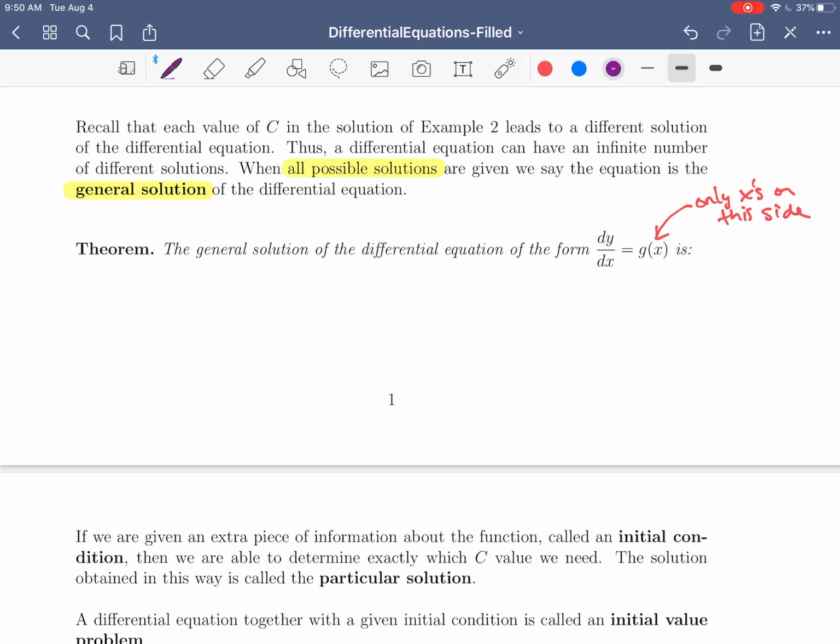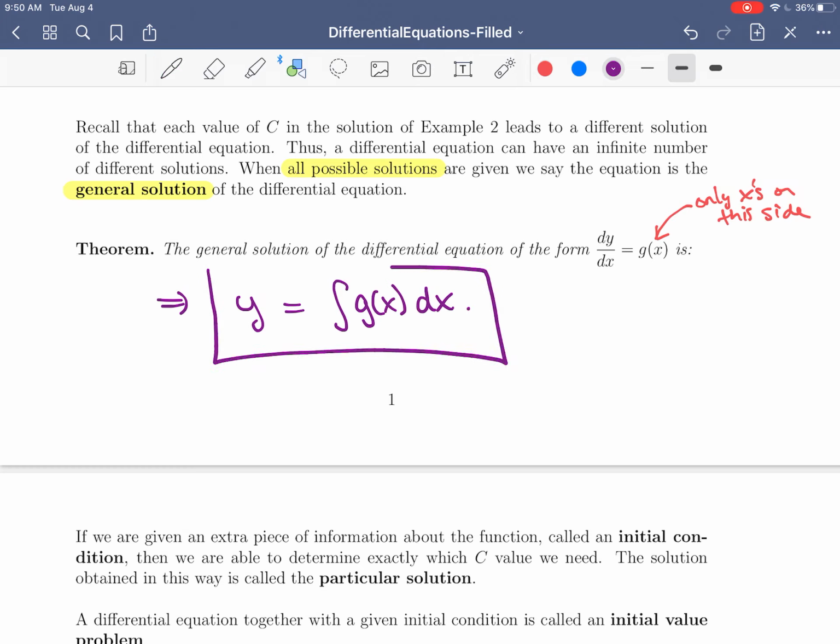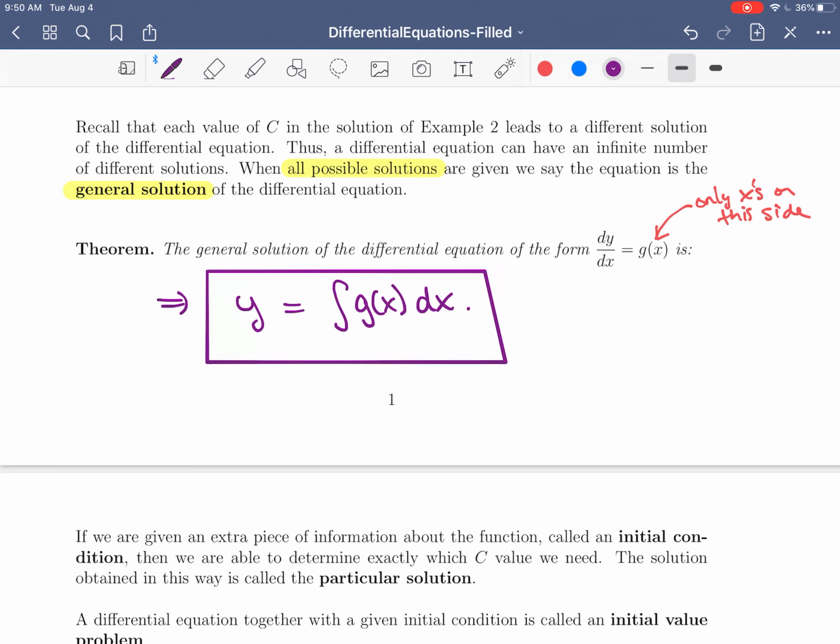So if there's only x's on this side, then your y function is going to be the antiderivative, the indefinite integral of your g of x. So that is what we did already when we first talked about indefinite integrals. It's the same idea.